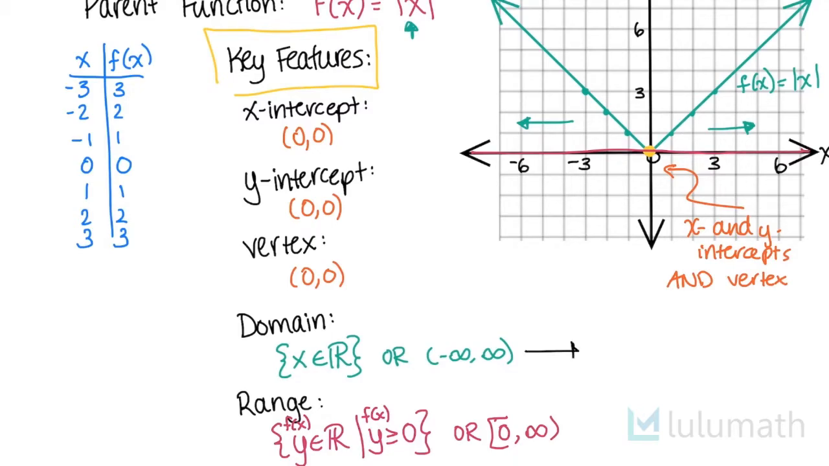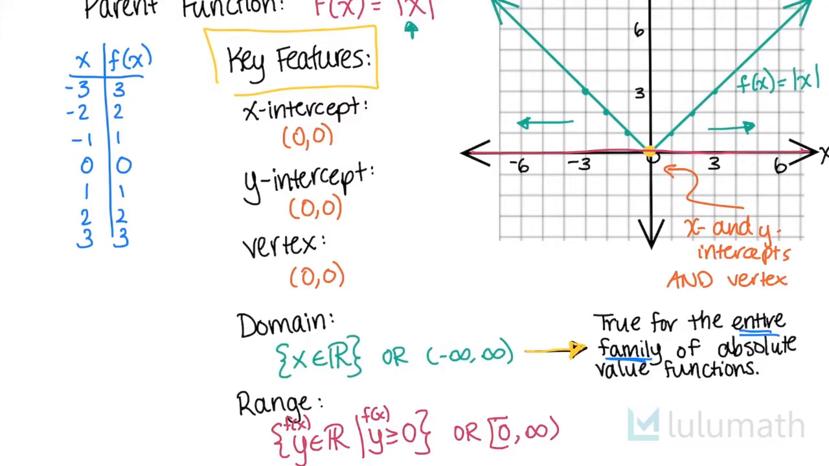Now, an important note right here is that no matter what types of transformations we do to our absolute value graph, the domain will always be all real numbers. So this is true for the entire family of absolute value functions, no matter what types of transformations we do to it. The range, however, depends on the transformations.